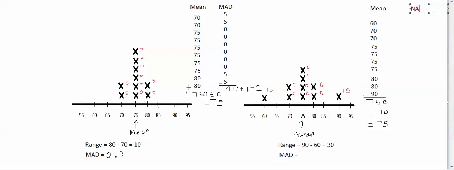So in this class, the distances to the mean are 15, 5, 5, and then 4 zeros. Two 5s, and then a 15.